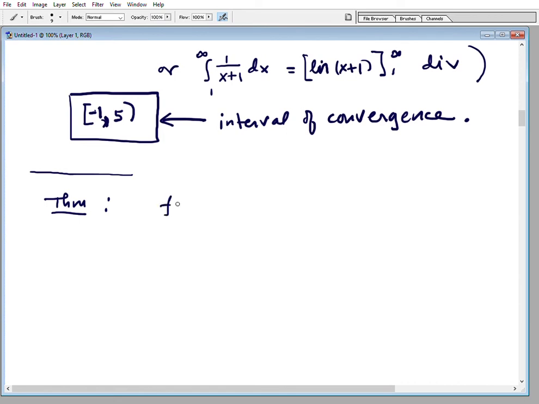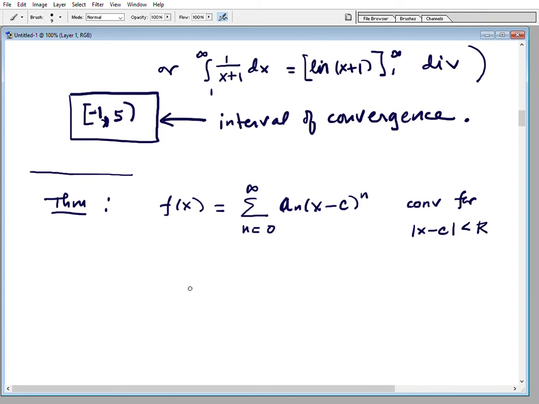Okay, let's say you have f of x equal to some power series. It could be centered about 0 or somewhere else. And let's say it converges for absolute value of x minus c less than r, like a radius r about c.